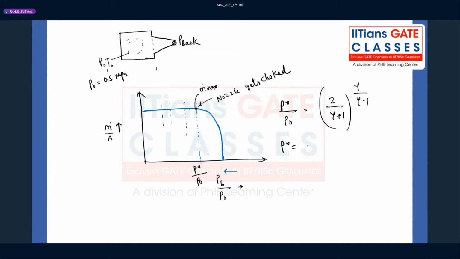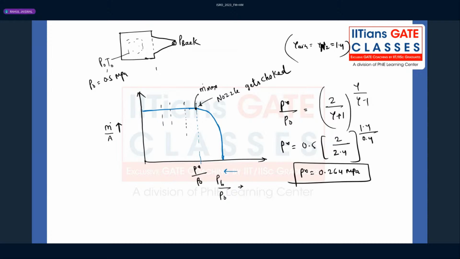Now P naught we already know is 0.5. For nitrogen, which is also a diatomic gas, gamma is 1.4. So when you calculate P star by P naught, it is (2 divided by 2.4) raised to 1.4 divided by 0.4, which gives 0.528, so P star is 0.264 megapascal.